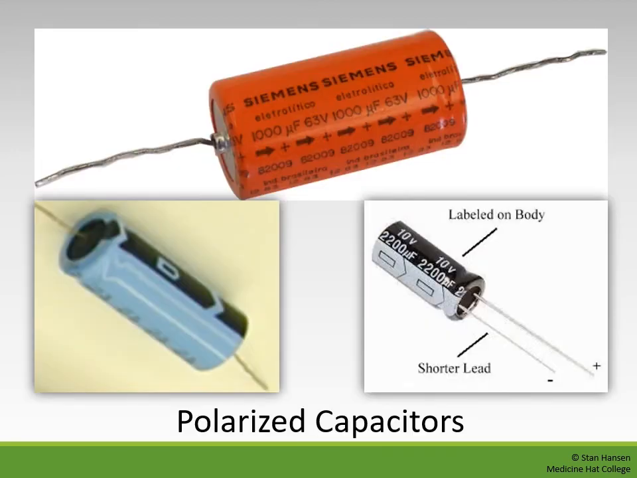When you're working with polarized capacitors, their leads are always identified in one of many different ways. We can either have arrows on the actual body of the capacitor itself telling you either where the positive or the negative terminal is, or some manufacturers have the shorter lead on the capacitor indicating the negative terminal.